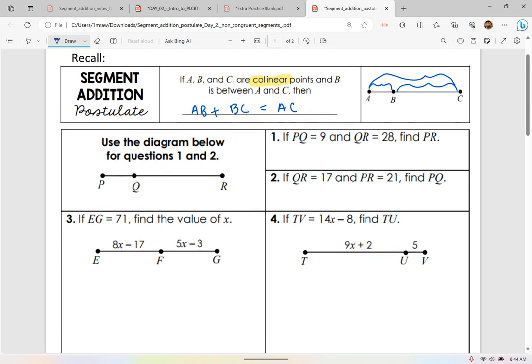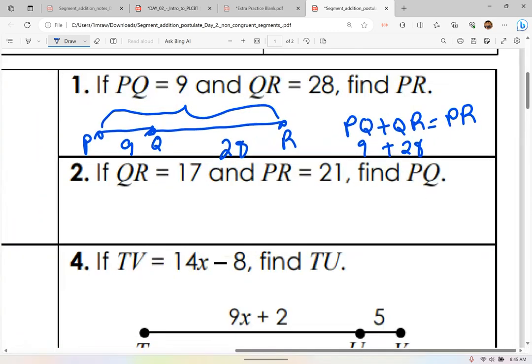It says PQ is 9 and QR is 28. So this part is 9, PQ, and then QR is 28. If that's the case, we want to find PR, which is the whole thing, which is pretty simple. Remember, the geometry says that PQ plus QR equals PR. So really, it's just 9 plus 28, and 9 plus 28 is 37. So that's what PR would be.